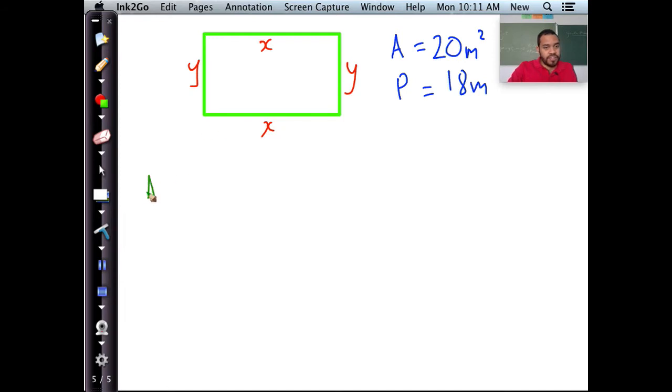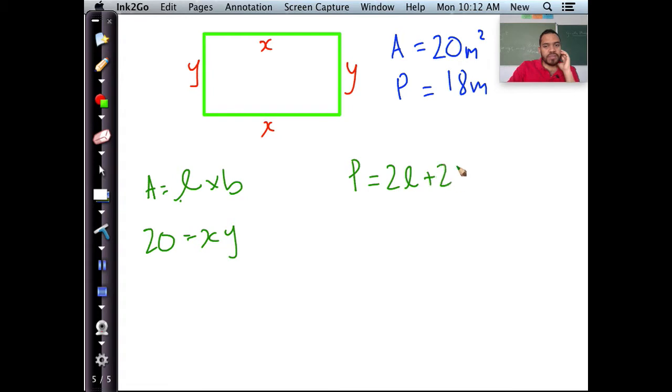So the first equation is area is equal to length times breadth. Now you need to make it specific over here. The area, which was given, is equal to 20, equal to x times y. And the second one here for perimeter, you agree with me, it's x plus y plus x plus y. So the perimeter is 2 times the length plus 2 times the breadth, which in this specific case is 18 equals 2 times x plus 2 times y.